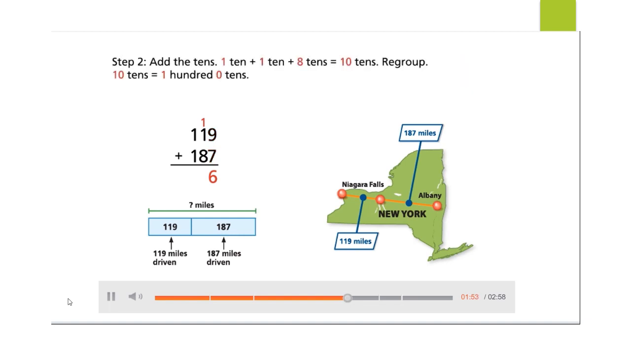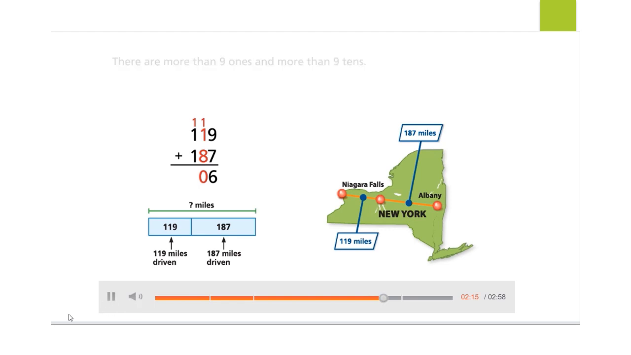Step 2. Add the tens. 1 ten plus 1 ten plus 8 tens equals 10 tens. Regroup. 10 tens are equal to 1 hundred, 0 tens. Why did you regroup both the ones and the tens? There are more than 9 ones and more than 9 tens.